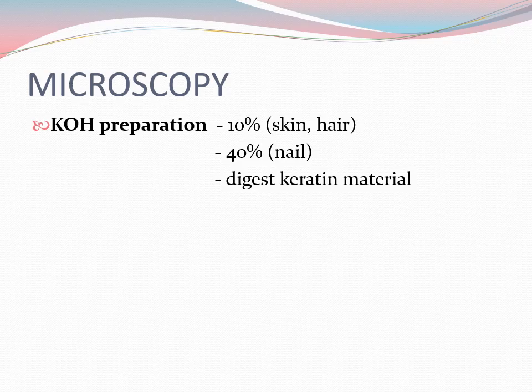If there is a nail, because nail is very hardy material, for digesting it we need 40% KOH, the high concentration of KOH. Then in certain biopsies, we also need the KOH preparation. For that we take 10% KOH in a tube, add the biopsy and leave it overnight, and then the next day we look for any fungal infections.